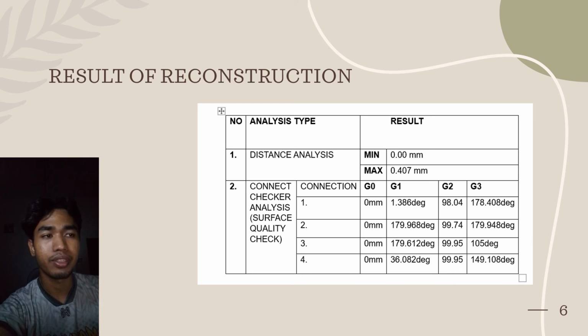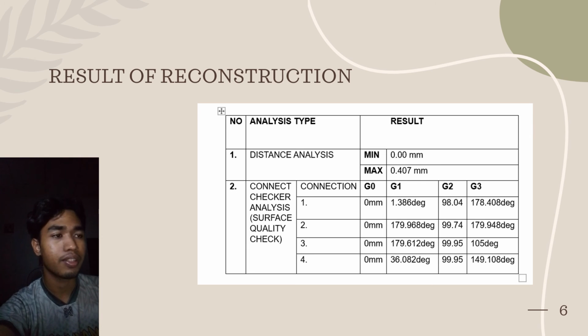After I use the distance analysis and connect checker analysis, this is the result after the steps that I used. For the distance analysis, the minimum is 0.0 mm and the max is 0.407 mm. For the connect checker analysis surface, we can see that the connections between 1, 2, 3 and 4 are not a class A surface.